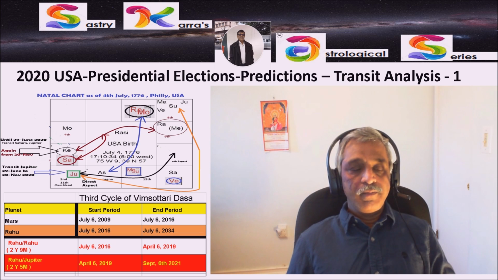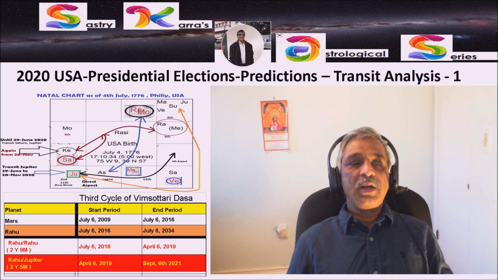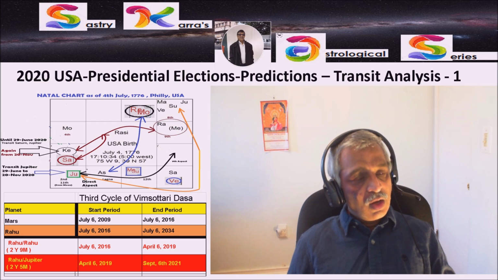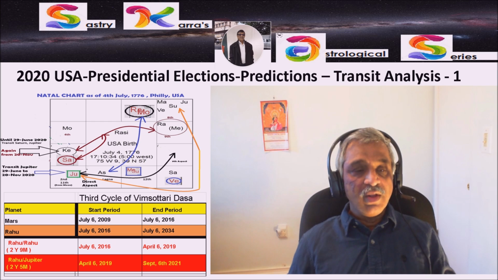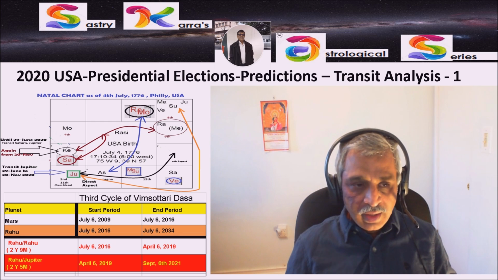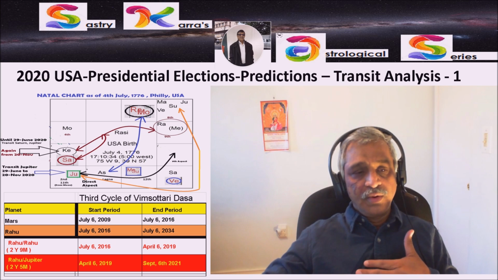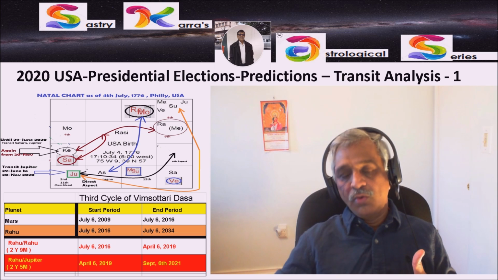Then comes the Saturn. Saturn's 3rd aspect is on the 2nd house from natal moon. Remember, Saturn is in the 12th house from natal moon. First of all, transit Saturn is in the 12th house from natal moon. That means the country's Sade Sati started in December 2019, and as soon as the Sade Sati started, the coronavirus hit indirectly, and it's going on.